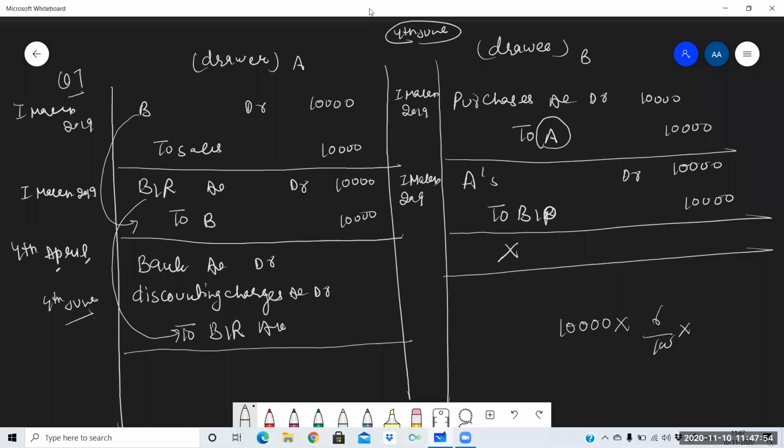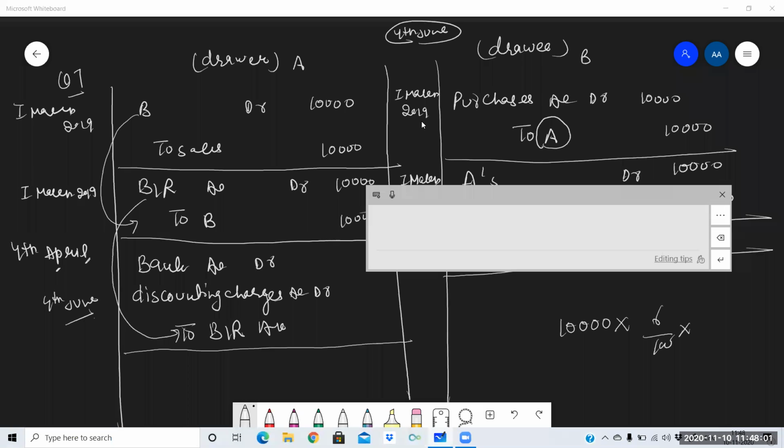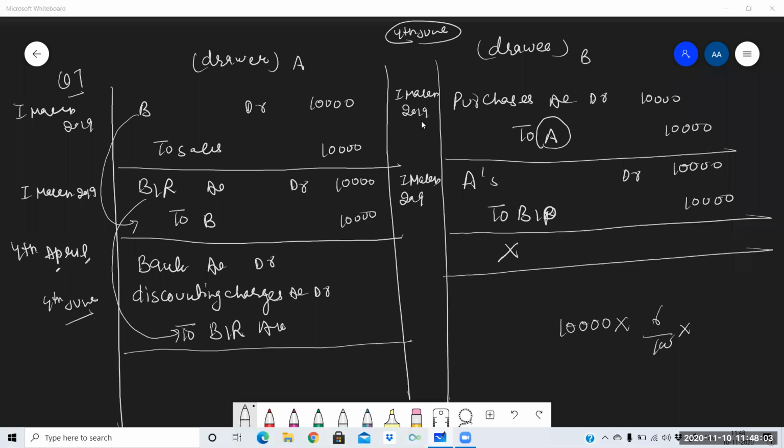Yes, very good. 2 months. Why not 3 months? Because the bill was accepted on 1st March and 1 month has already passed. So only 2 months are left. So the discounting charges will be calculated only for 2 months. Okay, so the discounting charges come here to 100. Yes, the left months will be considered.